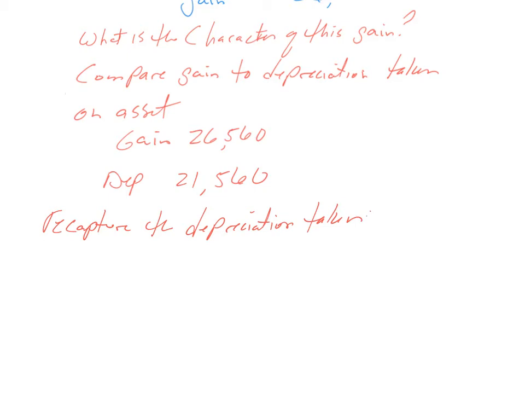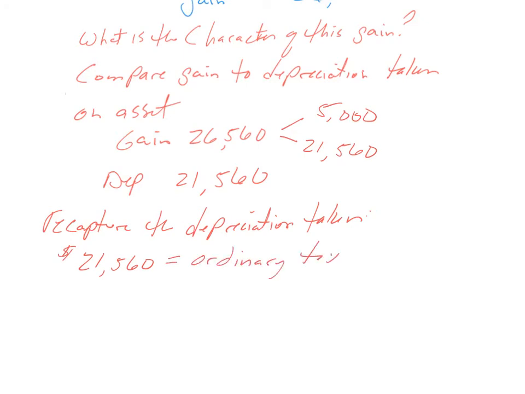That means we're going to break this gain up into two pieces. One is this $21,560, and the other is $5,000. So the amount of the gain has not changed, but we've broken it up into two pieces. So this $21,560 is taxed at ordinary rates.